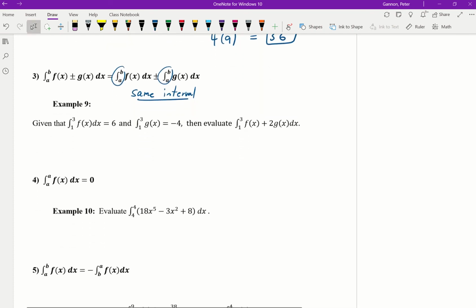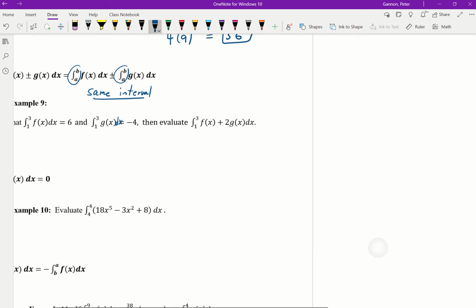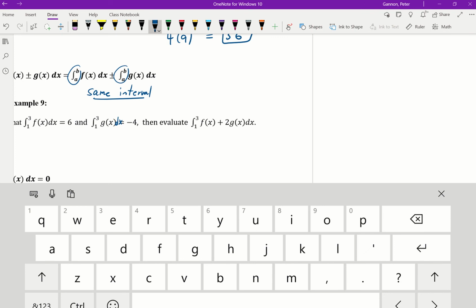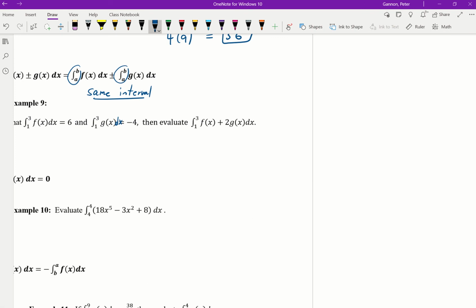All right, so based on that, if we want to apply that to example 9, we have the integral from 1 to 3 of f of x dx being 6. We have the integral from 1 to 3 of g of x dx, and again, there should be a dx right there, equaling negative 4. We're trying to evaluate the integral from 1 to 3 of f of x plus 2 times g of x dx.